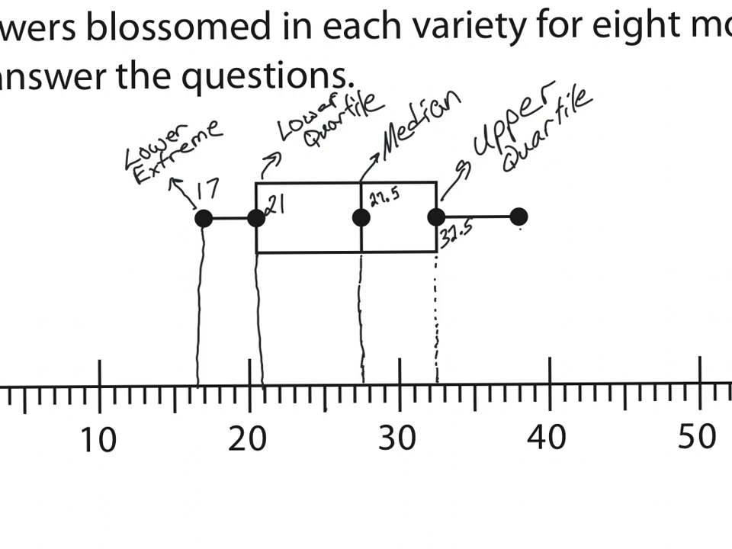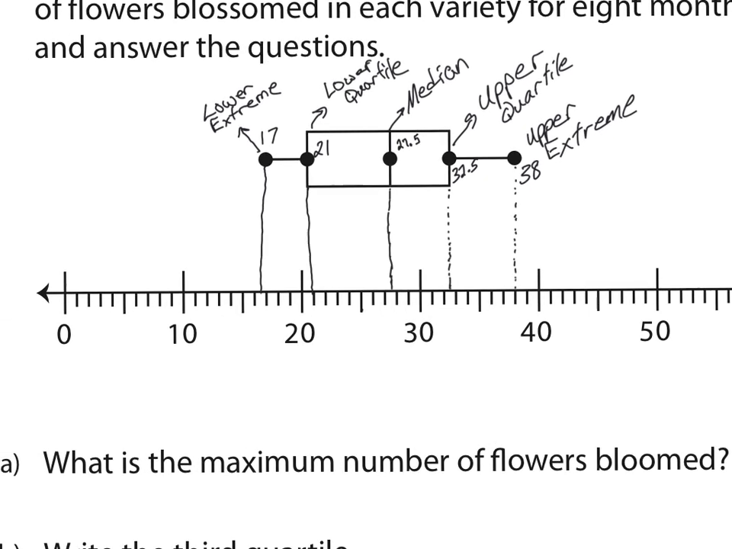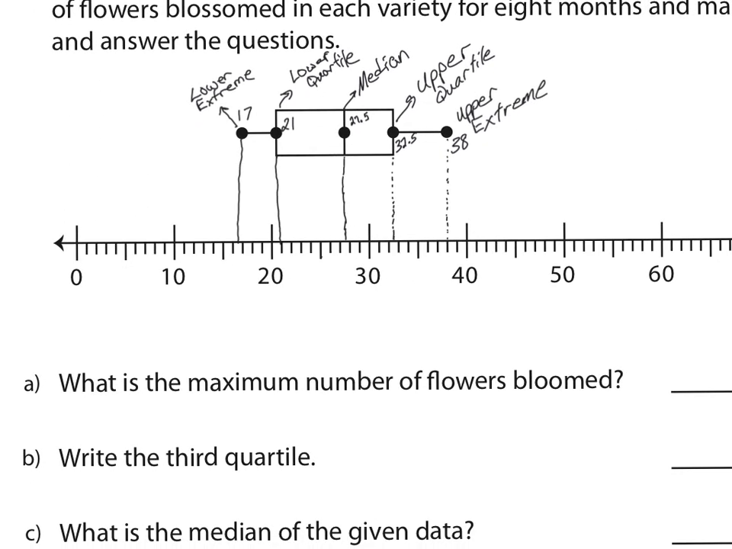Now all I'm doing is finding these pieces of information to answer the questions that are down below. And then it looks like our upper extreme, and again, it's just our biggest number. So that means that one of the plant varieties produced 38 blooms, blossoms, however you look at them. So now that we have those 5 pieces of information, we look at the questions that are being asked.